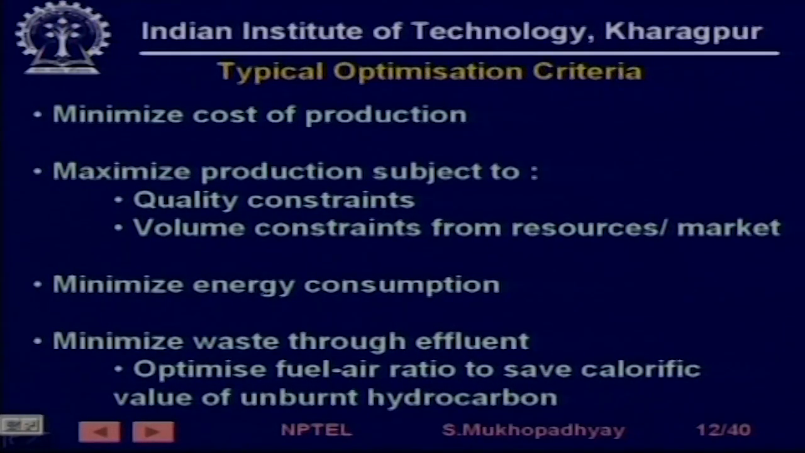Now, increasing production, how far? That can be limited typically by two kinds of things. Firstly, there are quality constraints. You cannot produce things too fast because then they may not be of adequate quality. Then there may be production volume constraints. Even if you can meet the quality constraint, how much you can produce can depend on your equipment capacity, or it can be restricted by the market, because you don't want to produce things which won't sell, right?